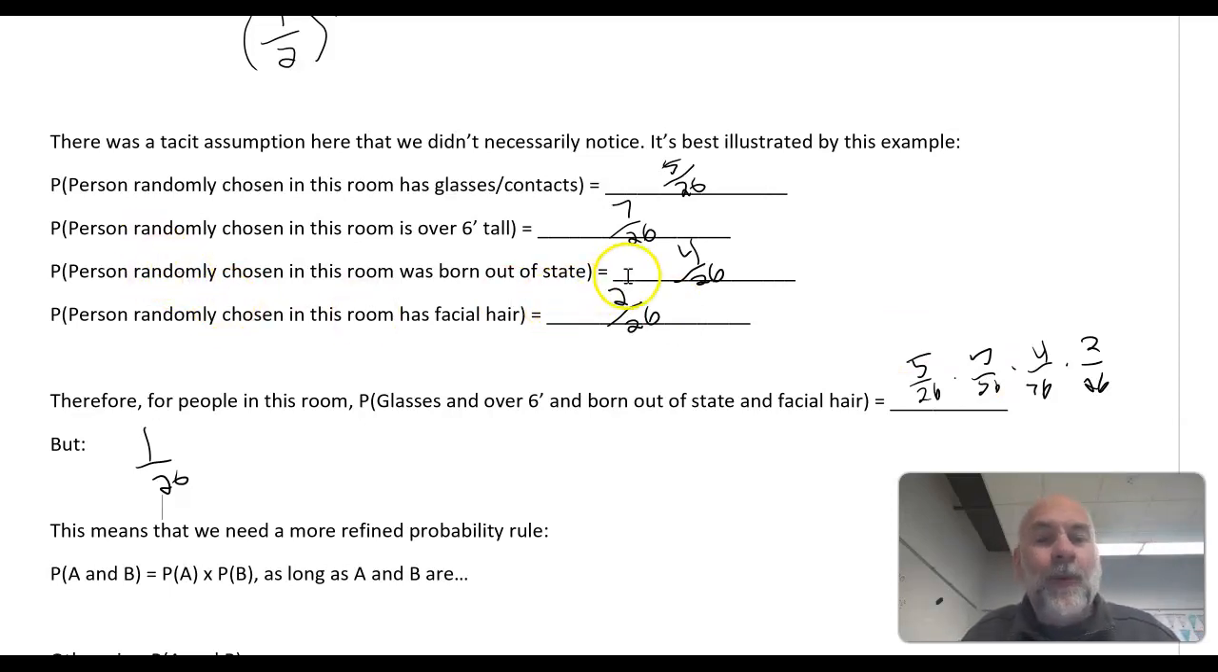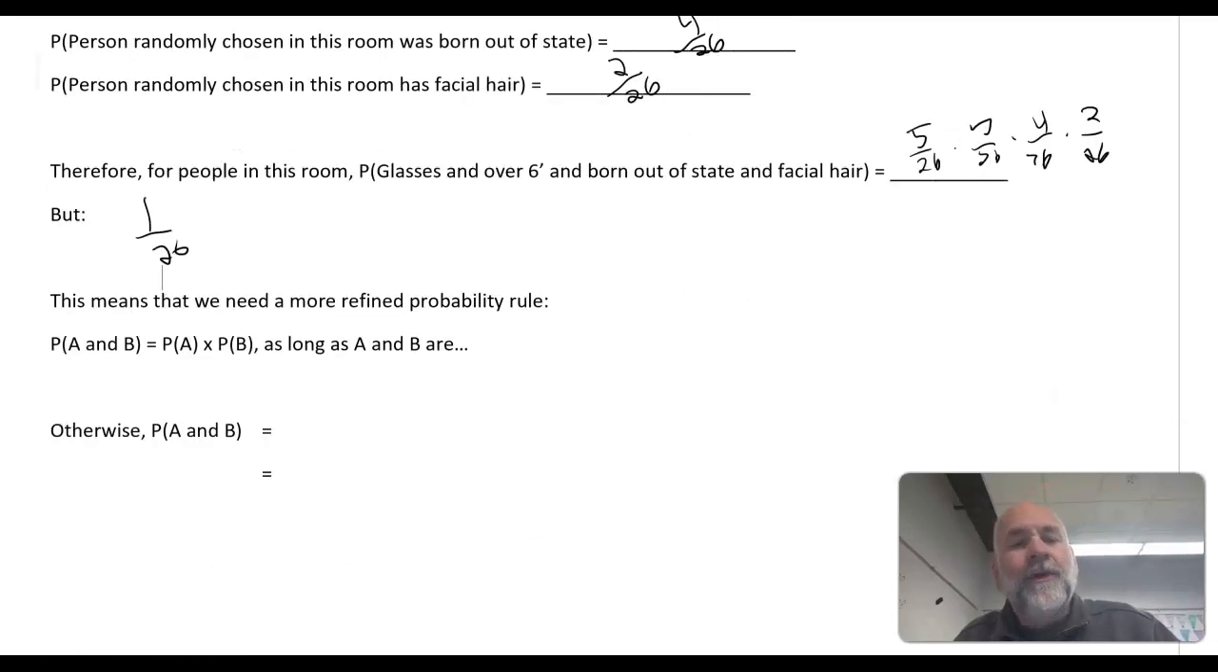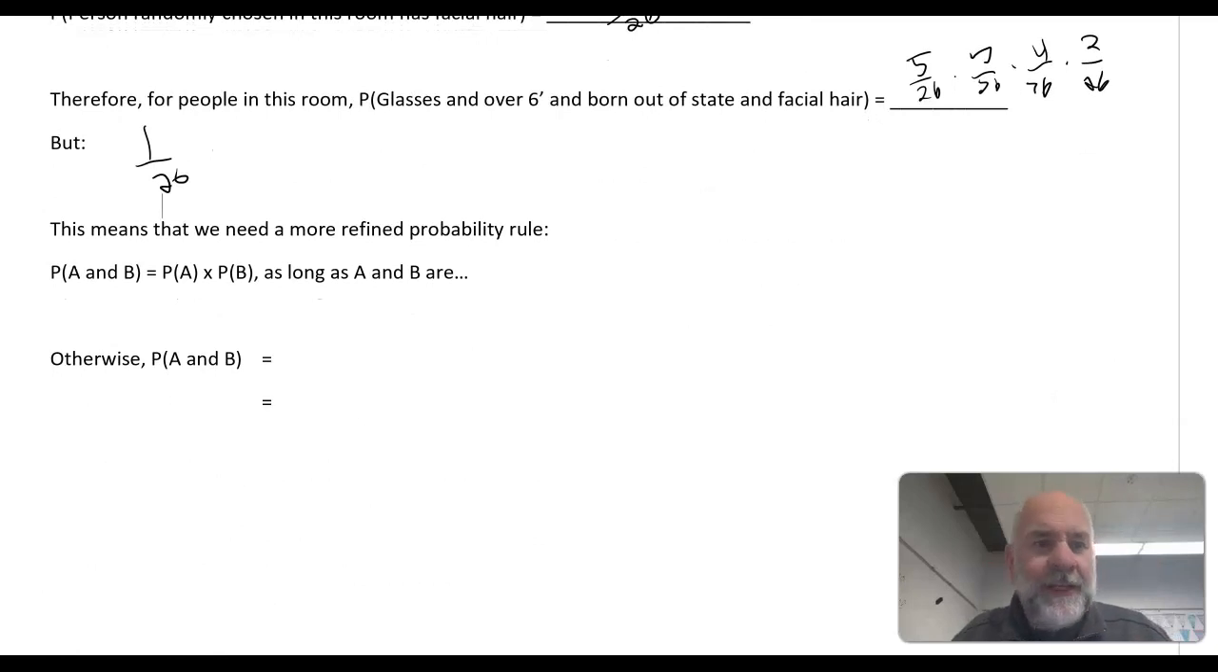And the probability they're born out of state is going to be pretty good, because I was born out in California. And then if we say, what if they have facial hair? Well, yeah, they have facial hair, because we're talking about that dude there. We're talking about me. And so the probabilities are going to change, because once you know that the early conditions are true, then the probability of the later conditions being true is going to go up. So here's what the more refined probability rule is.